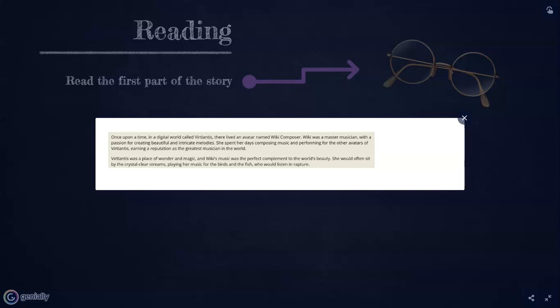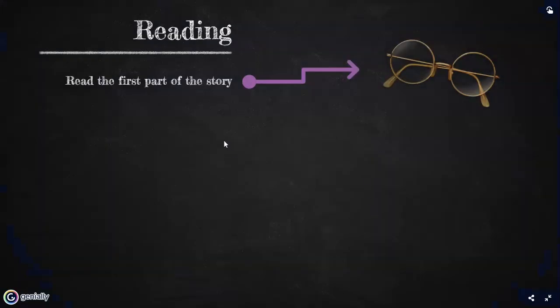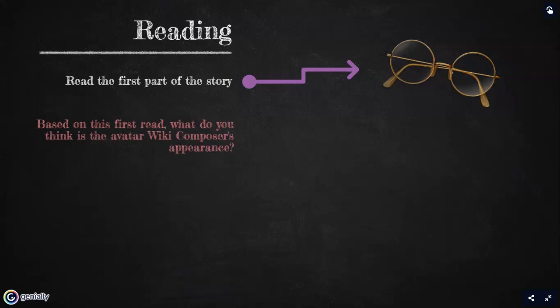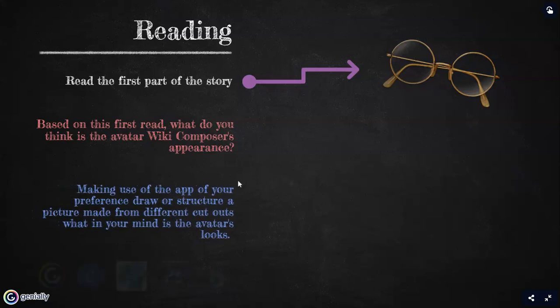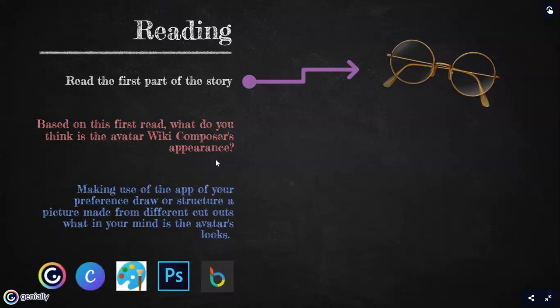She is an avatar. Now, in the next instructions, your students will need to think of what the Wiki Composer's appearance is. Based on what they imagine, they will use either Genially, Canva, Paint, Photoshop, or Funky apps to draw, create, or use different pictures or cutouts from the internet to create what they believe Wiki Composer's appearance is.